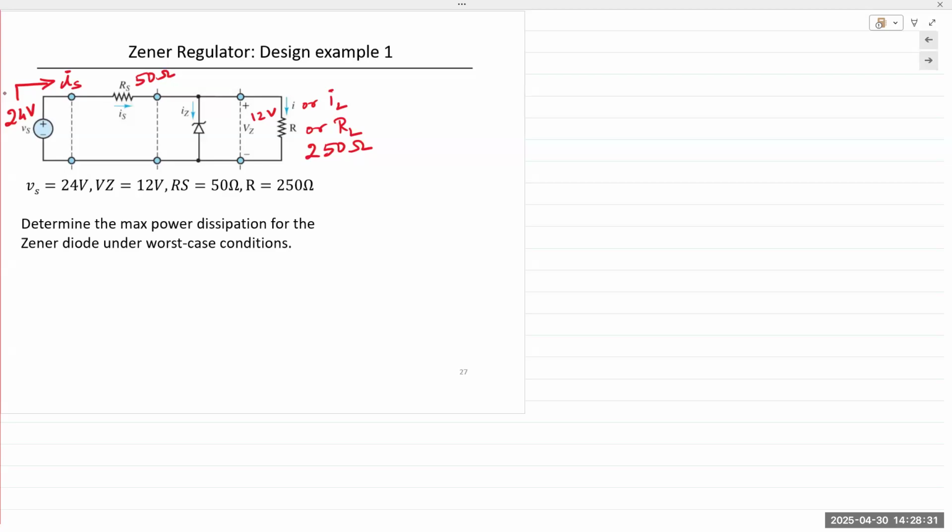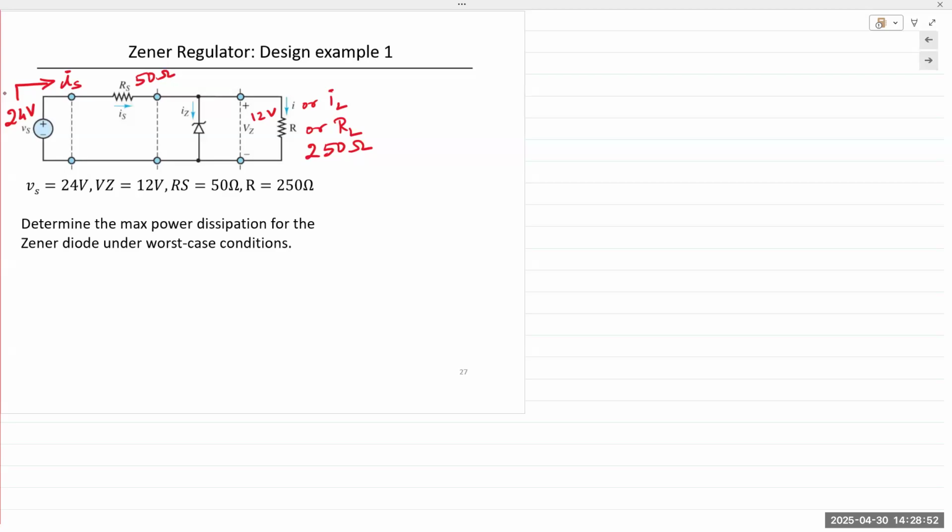Okay. The question being asked is, what is the maximum power dissipation of the Zener diode under these circuit parameters and under worst case conditions? Okay, worst case conditions. So worst case conditions depends on the quantity we need to find.